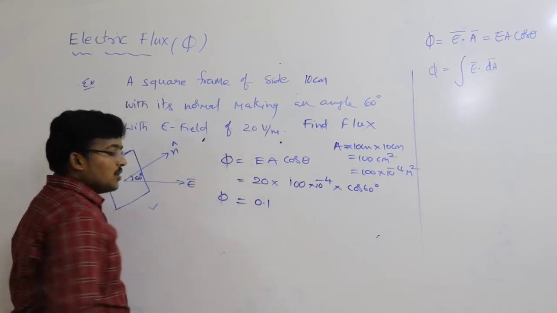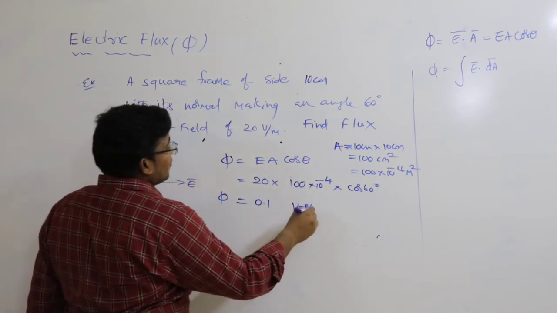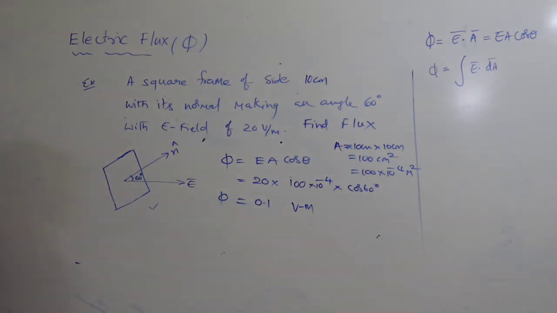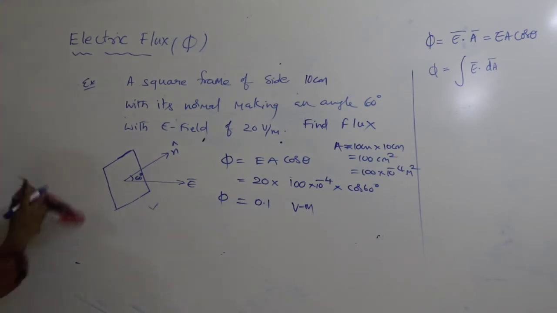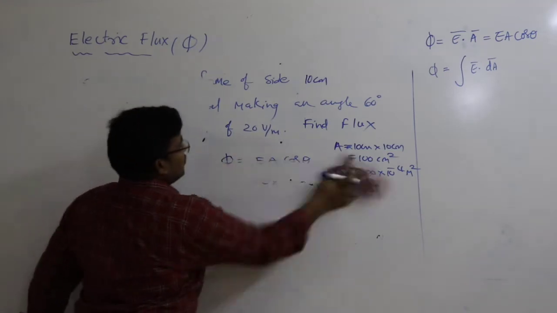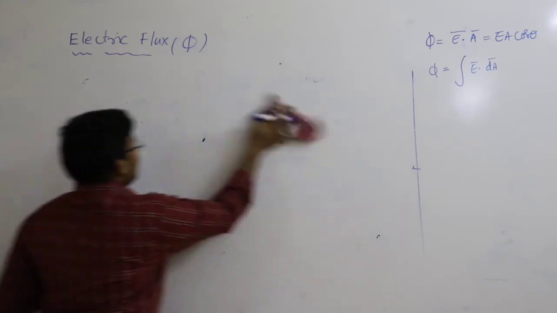So flux is 0.1. You know the units, you can simply take volt meter. Okay. So this is when a simple question is given with area vector and electric field angle. Okay? Right. We'll see one more question. So this is the flux based on the simple formula.